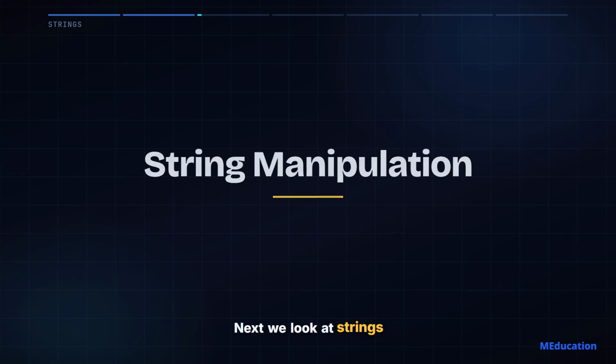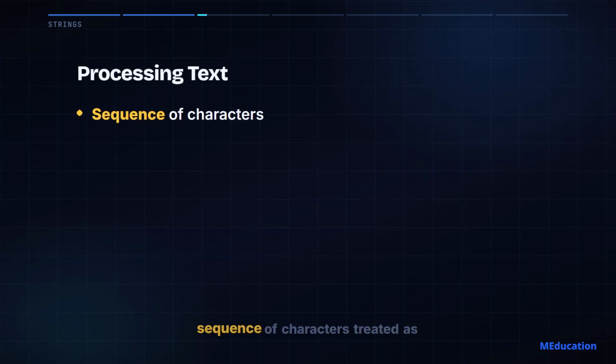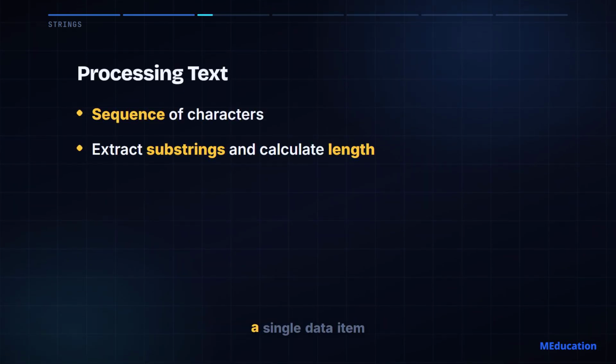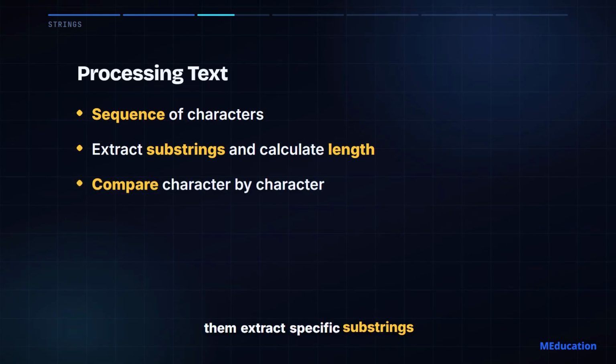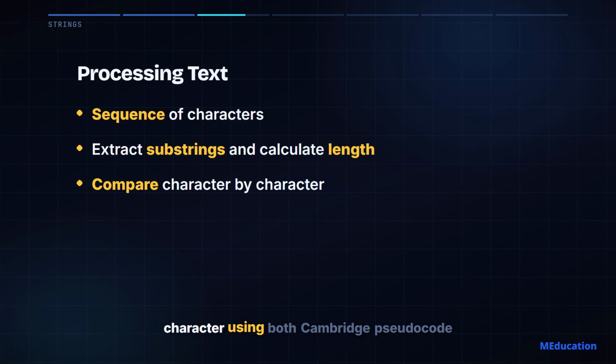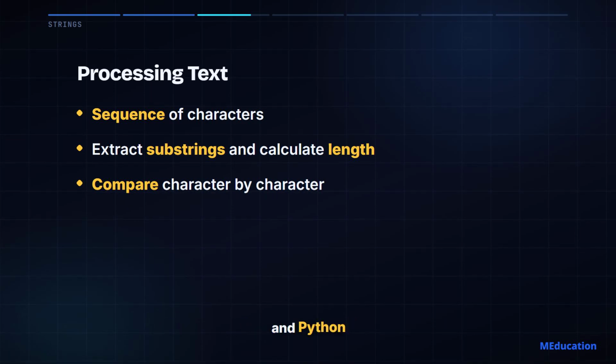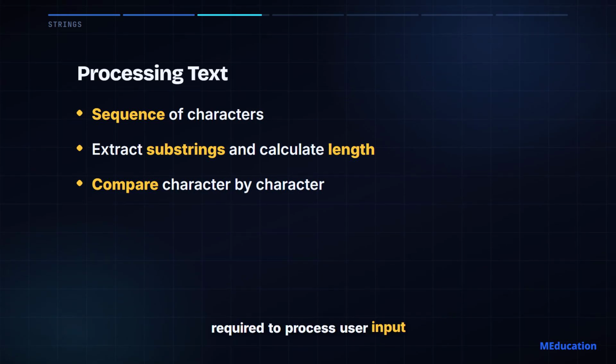Next, we look at strings. A string is simply a sequence of characters treated as a single data item, but manipulating them is a massive part of your exams. You will learn to declare them, extract specific substrings, calculate their length, and compare them character by character using both Cambridge pseudocode and Python. These are the exact operations required to process user input and format outputs flawlessly.